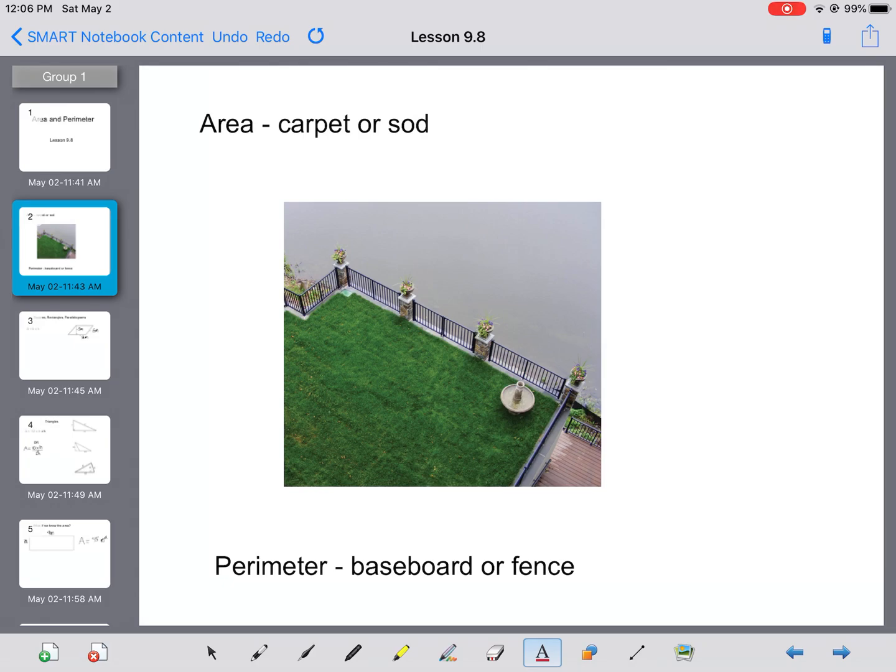So I always think of area as being carpet or sod. Carpet you need to lay in your house, you need to cover a whole surface, or sod that you need to lay to make your lawn. And then I think of perimeter as the baseboard that goes around the edge of your room, or as a fence that goes around your yard. So that was helpful for me to distinguish between area and perimeter.